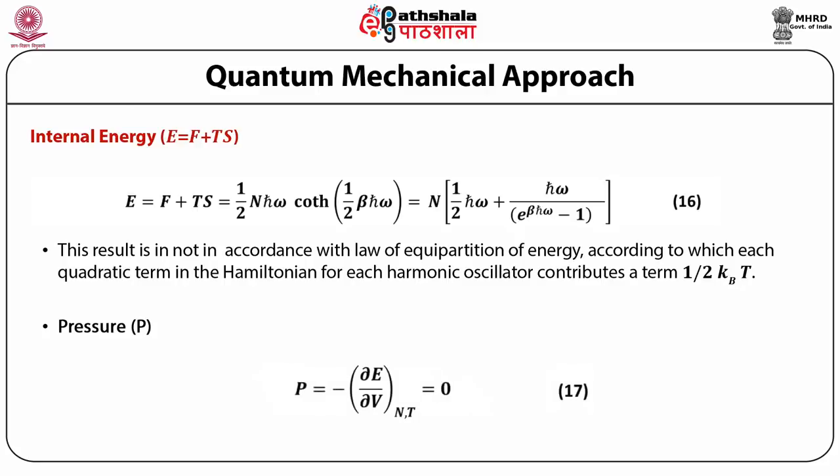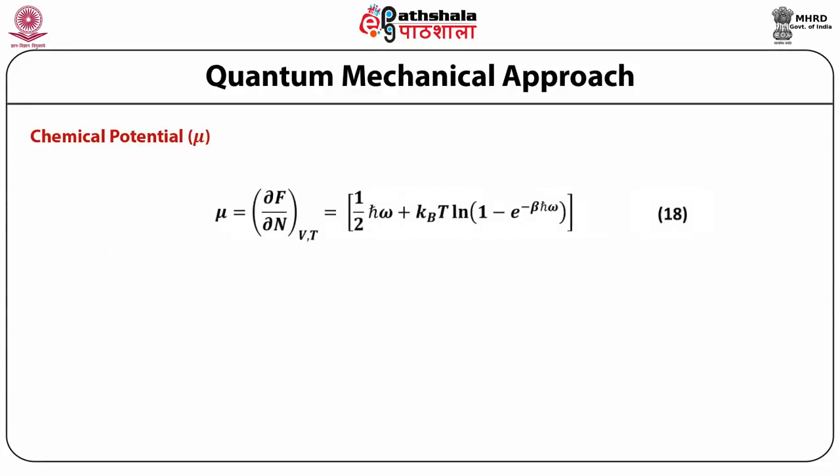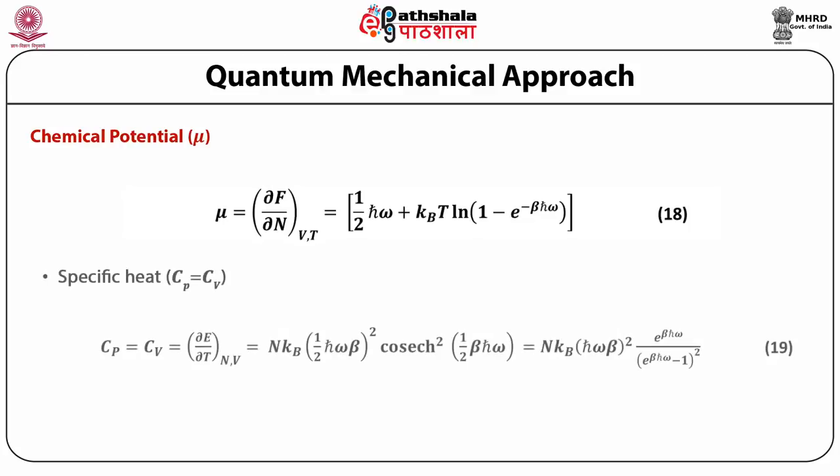Pressure P can then be written as P equal to the negative of the partial derivative of internal energy with respect to volume at constant N and constant T, which is equal to 0. Chemical potential mu, which is equal to the partial derivative of F with respect to N at constant V and constant T, is equal to half h bar omega plus kBT log of 1 minus e raised to the power minus beta h bar omega.